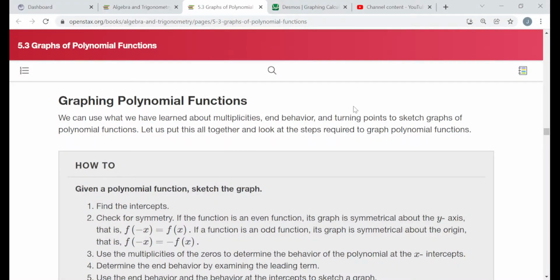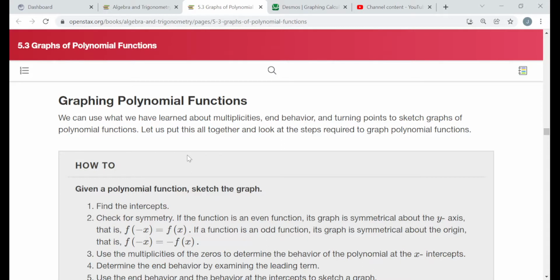Every example I'm going to be doing in this video is taken directly from a free online textbook at openstax.org. I'm in their Algebra and Trigonometry text, section 5.3, called Graphs of Polynomial Functions, under the heading Graphing Polynomial Functions. Each example will either be an example from the reading, or one of the try it problems from the reading, or one of the exercises at the end of the section related to this particular objective.